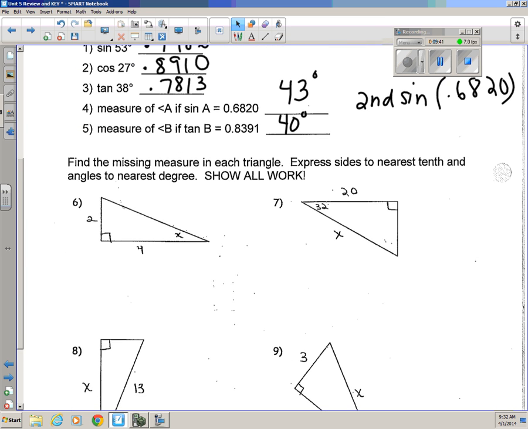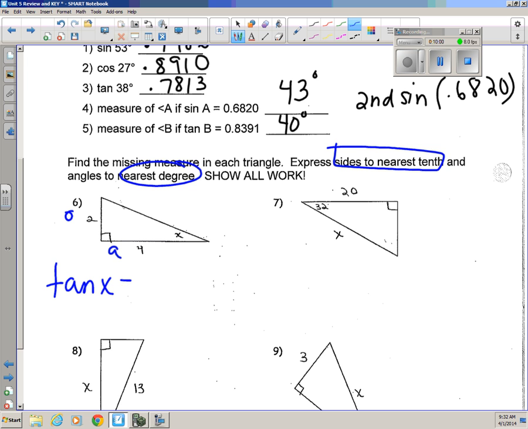Okay, for these next few, setting up the trig. Find the missing measure. Sides are now going to the nearest tenth, so sides go 1 decimal place. Angles go to the whole degree. I'm looking for an angle. I've got my opposite side and my adjacent side. This becomes the tangent of x equals 2 over 4.